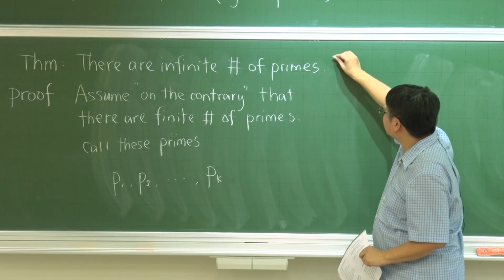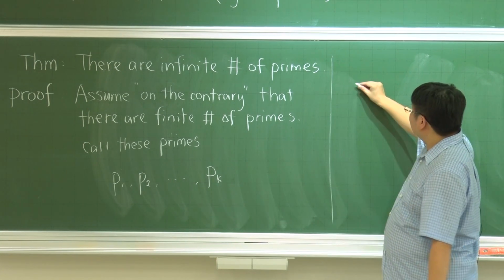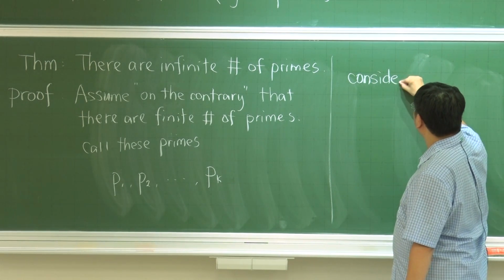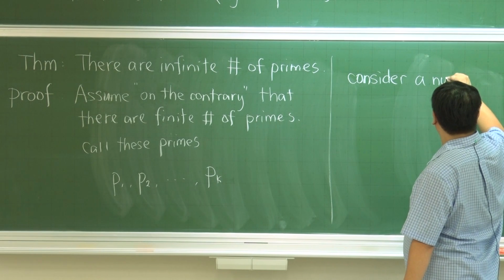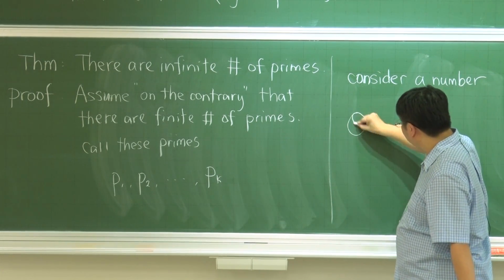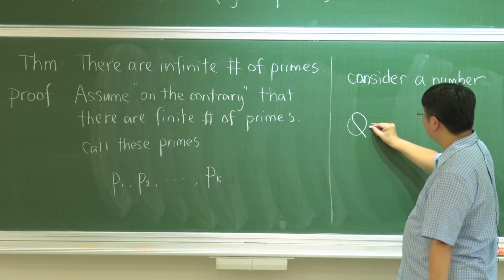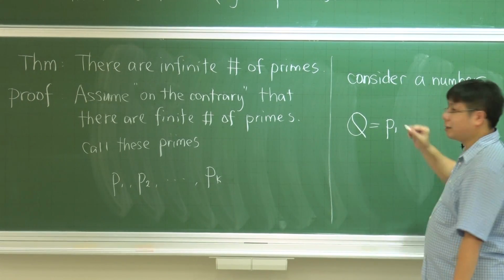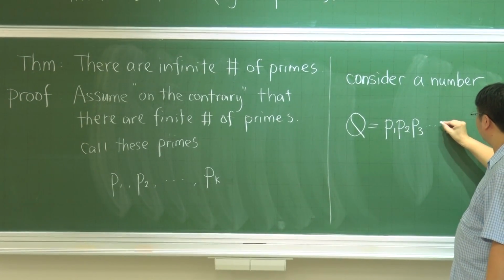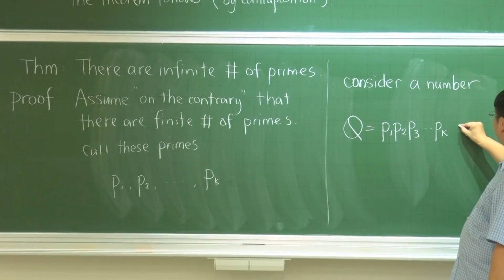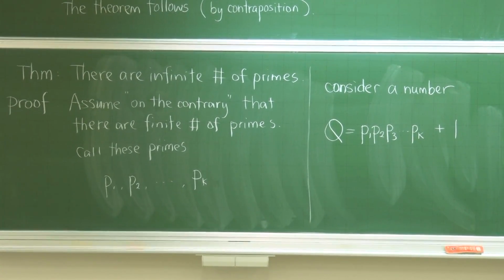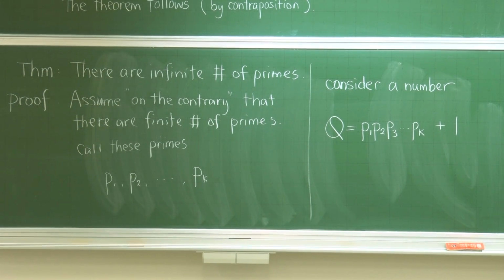Okay, so now I'm going to set a trap. Let's consider this big number Q. This Q is constructed by multiplying all these primes together and adding 1 afterwards. We multiply everything together and then add 1. Okay?